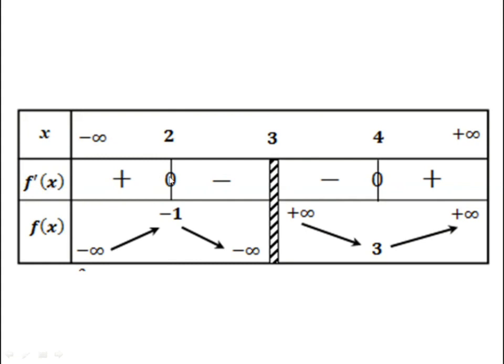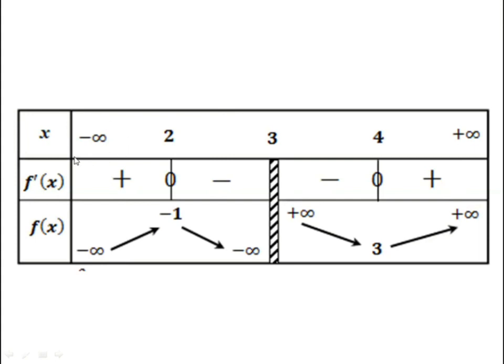Here we put the sign of the derivative. As we know, before 2 and after 4, the derivative was positive. Between 2 and 4, the derivative was negative. So here the derivative is positive, so f is increasing. We put an increasing arrow. Here f is decreasing because the derivative is negative, and here the derivative is positive, so f is increasing.